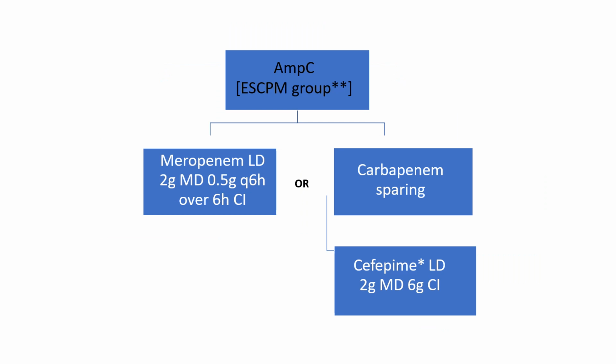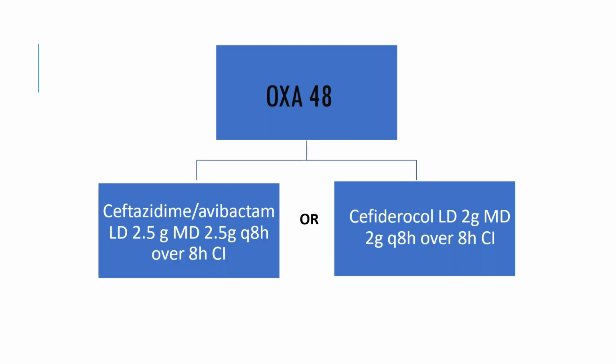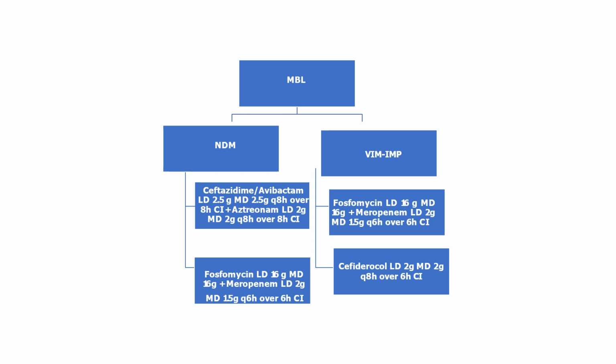If it is an AmpC producer, then meropenem, or if you have to spare the carbapenem, then cefepime will be the choice. For KPC, then ceftazidime-avibactam or meropenem-vaborbactam or imipenem-relebactam or cefiderocol. For OXA-48, the drug of choice will be ceftazidime-avibactam or cefiderocol. For MBL producer, if it is NDM producing, then ceftazidime-avibactam plus aztreonam will be the drug of choice, or fosfomycin plus meropenem. If it is a VIM or IMP producing organism, then fosfomycin plus meropenem or cefiderocol.